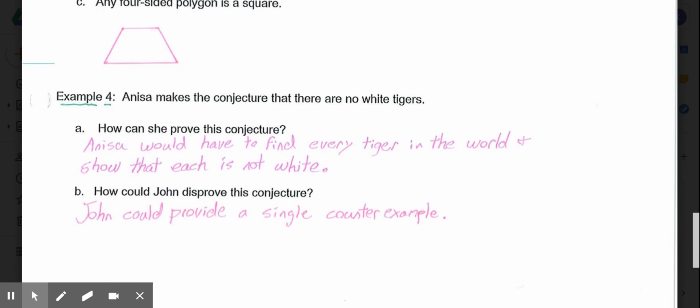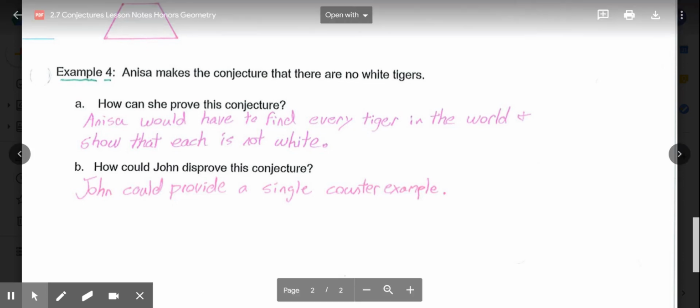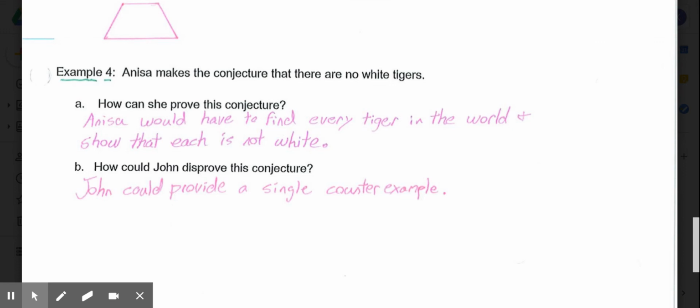And then number 4 states Anissa makes the conjecture that there are no white tigers. So Anissa is saying there are no white tigers in existence. How could Anissa prove this conjecture? Anissa would have to literally find every single tiger that exists on this planet and show that each one of those is not white.